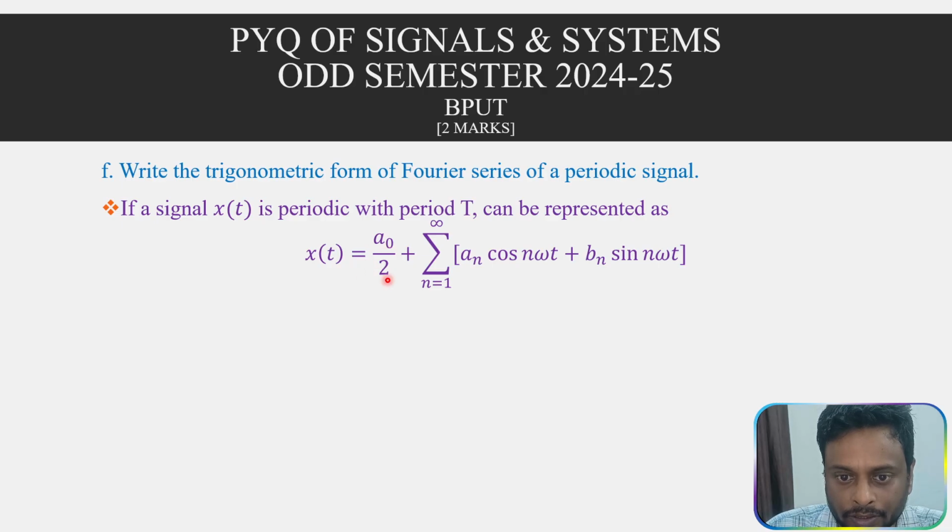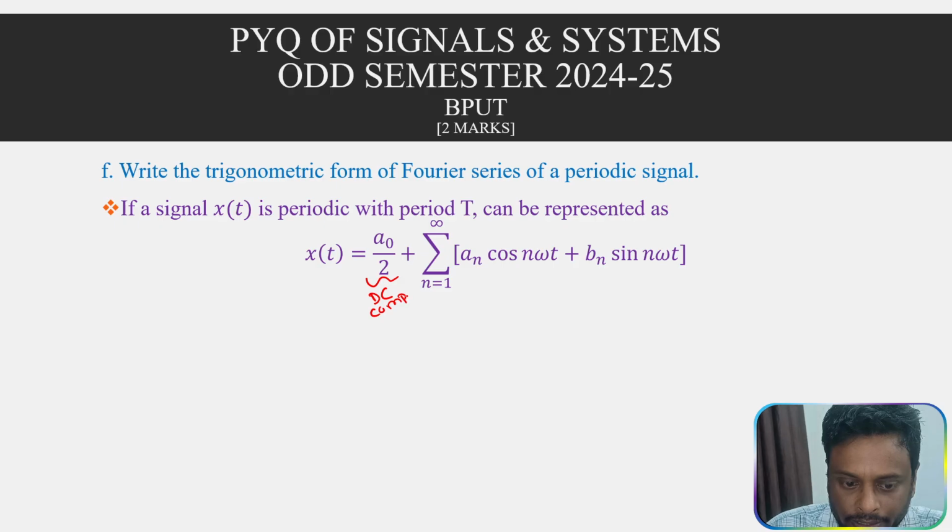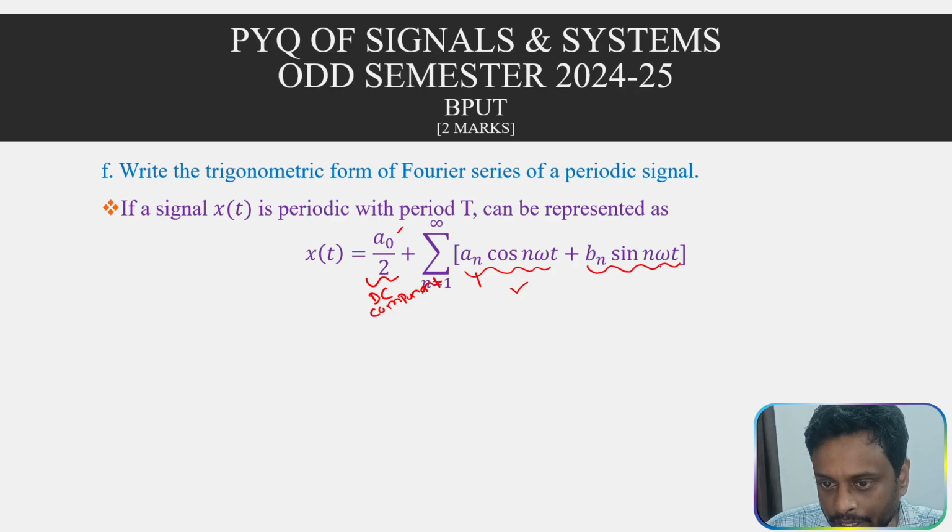So x of t equals a0 by 2 plus the summation of an cos n omega t plus bn sin n omega t. What is this a0 by 2? This is called the DC component. It is the average or mean value of the signal over a time period. Similarly, an cos n omega t gives the amplitude and frequency of the cosine harmonic. Similarly, bn sin n omega t gives the amplitude and frequency of the sine harmonic.